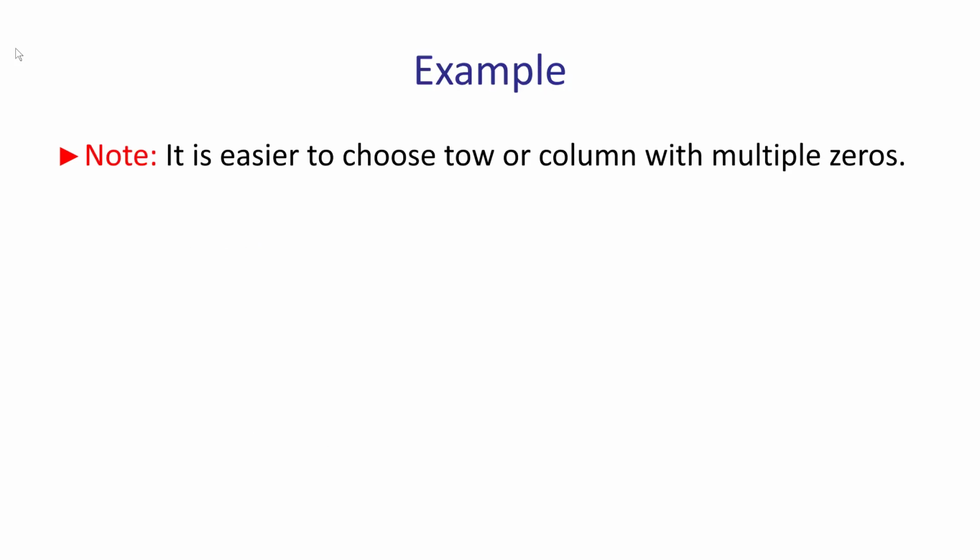I want to note here that it is easier to choose a row or column with multiple zeros and to develop the determinant by that row or column, where you have a lot of zeros. Why? Because most of those zeros will just be multiplying some other determinants, and they will disappear from the computation. So let's take some simple example, and we will see how we compute a matrix determinant of fourth order.